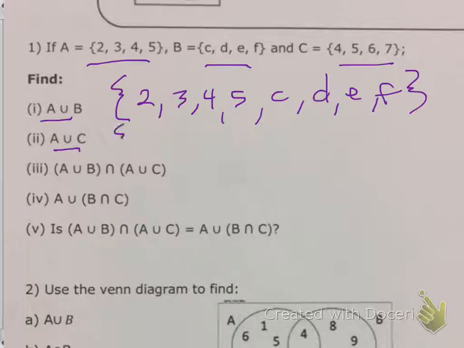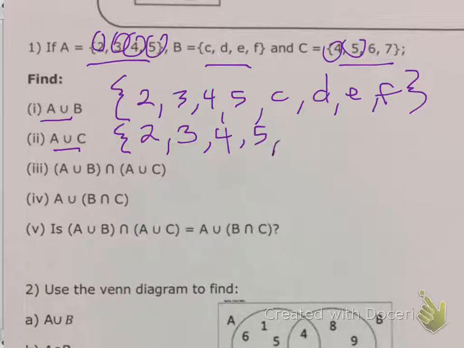A union C would be everything in A and everything in C. I can put them in order if I want. I would go 2, and then 3, and then 4, which repeats in both groups, but I only need to write it once. 5, 6, and 7 for my new group of A union C.